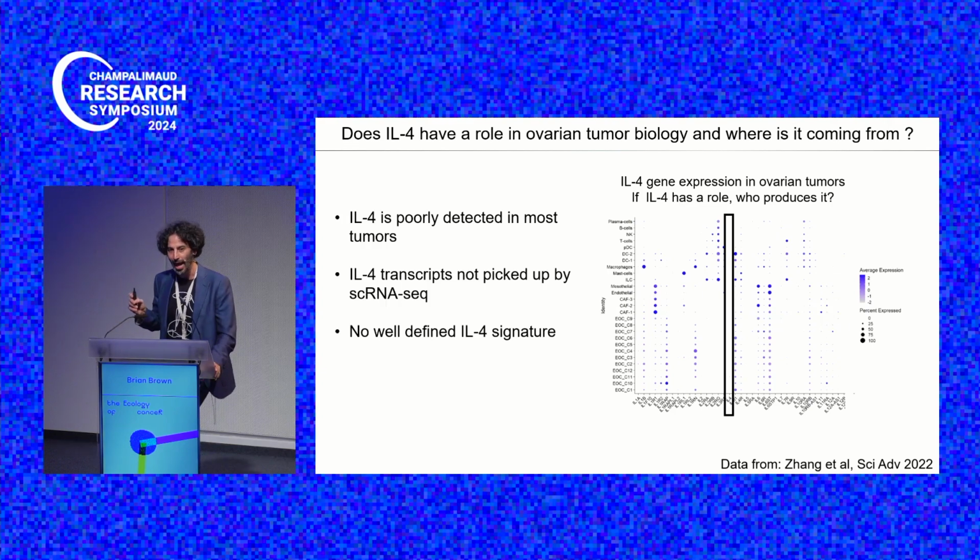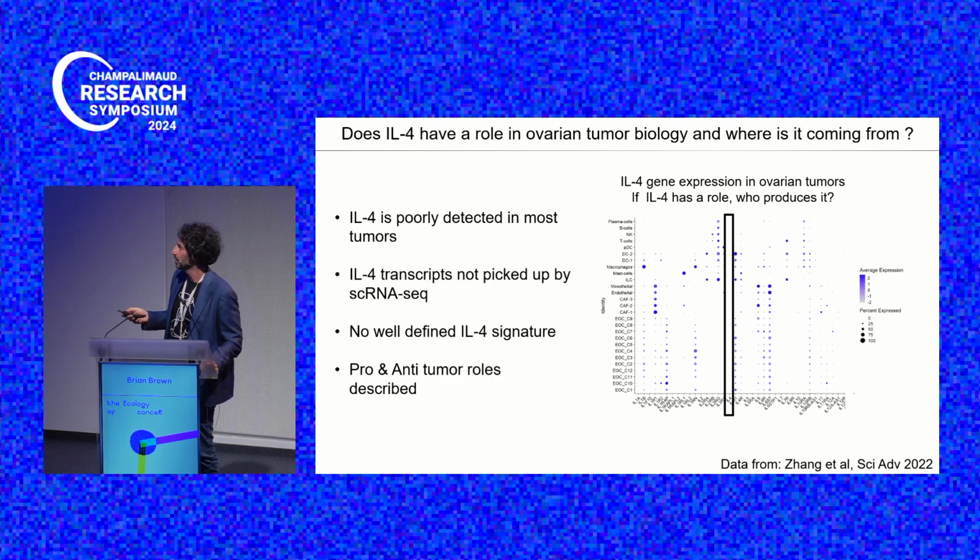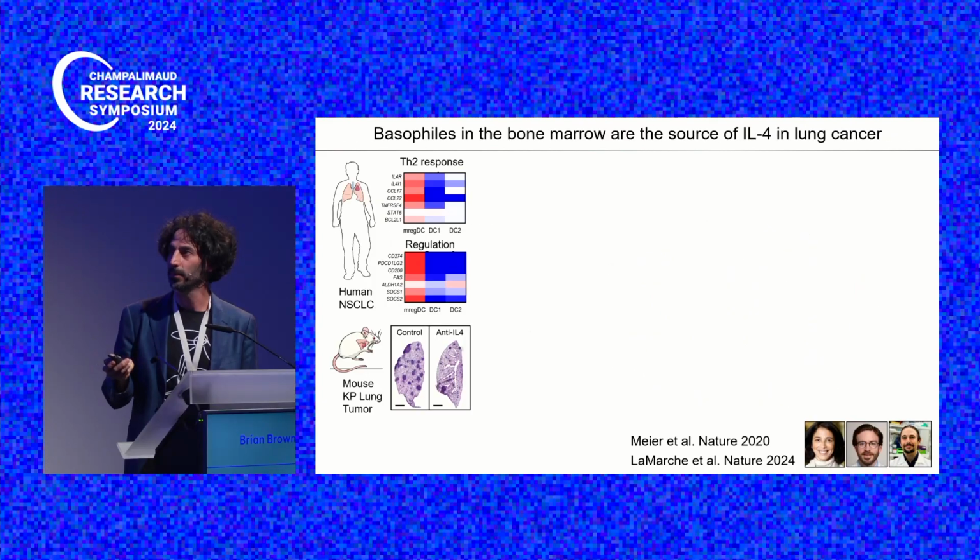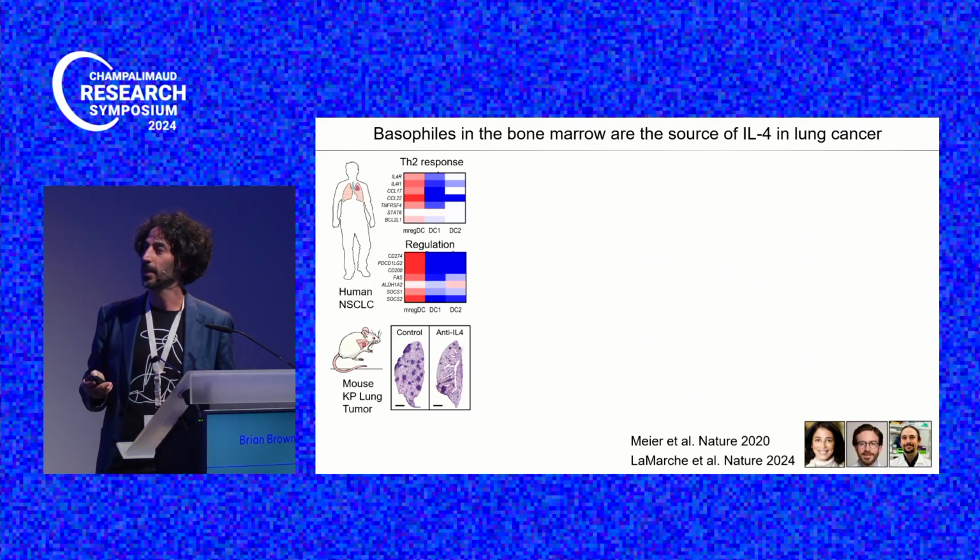But what if you don't have an IL-4 signature? What if you don't have an IL-34 signature? Well, then you can't detect the cytokine, and you actually don't know if it's at play. And that's what's happening with IL-4. We don't have good IL-4 signatures. And there have been both pro- and anti-tumoral roles reported, including in two recent papers in Nature.